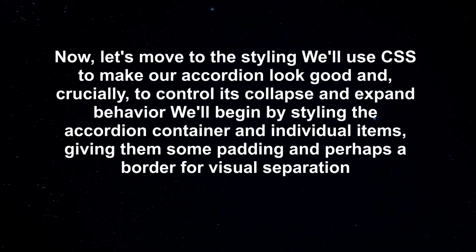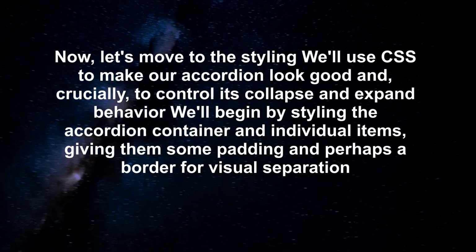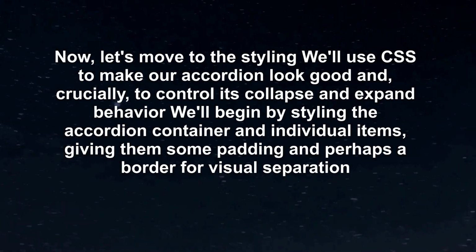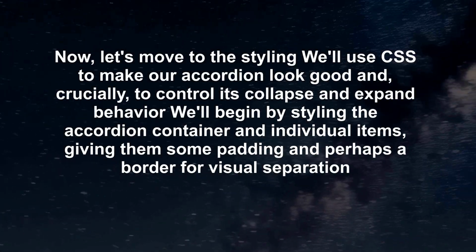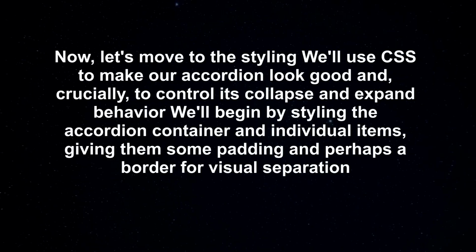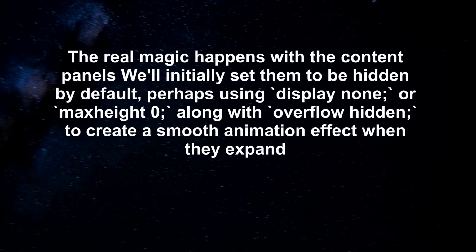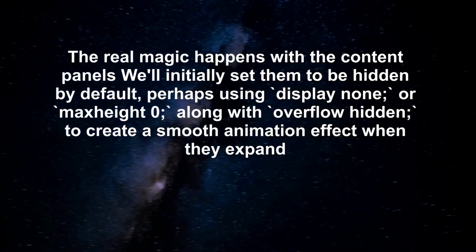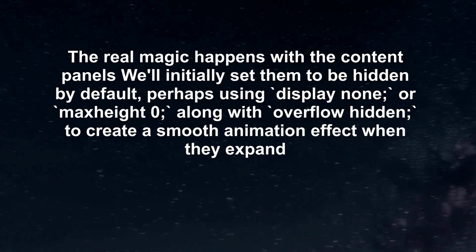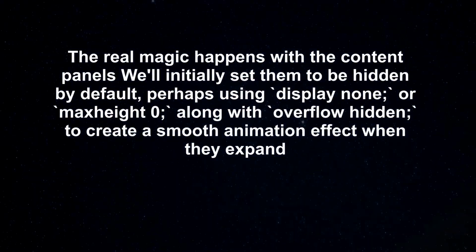Now, let's move to the styling. We'll use CSS to make our accordion look good and, crucially, to control its collapse and expand behavior. We'll begin by styling the accordion container and individual items, giving them some padding and perhaps a border for visual separation. The real magic happens with the content panels. We'll initially set them to be hidden by default, perhaps using display none or max height 0, along with overflow hidden, to create a smooth animation effect when they expand.